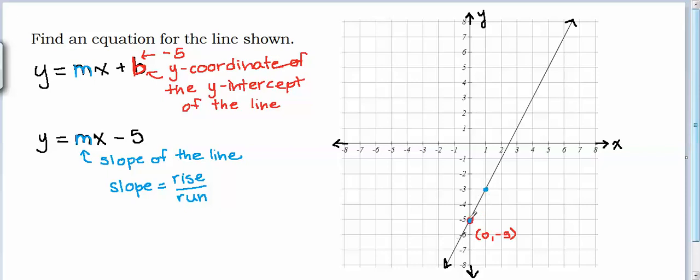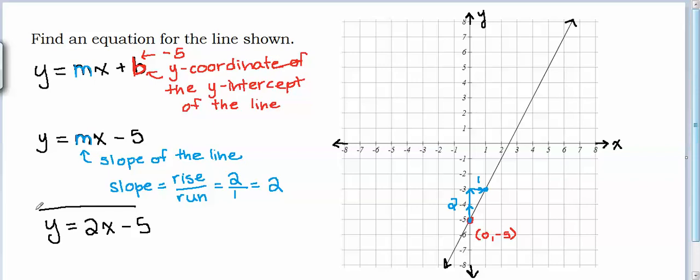If I talk about moving from this point to that one, well, I can say how many points am I going up? I'm going up 1, 2. So that's my rise. I went up 2 units. And my run, how many points am I going over? I'm going over 1, so my run is 1. So the slope is the fraction 2 over 1, which reduces to 2. So that's the value I want to use for m in my equation. So I can now rewrite the equation again as y equals 2x minus 5.